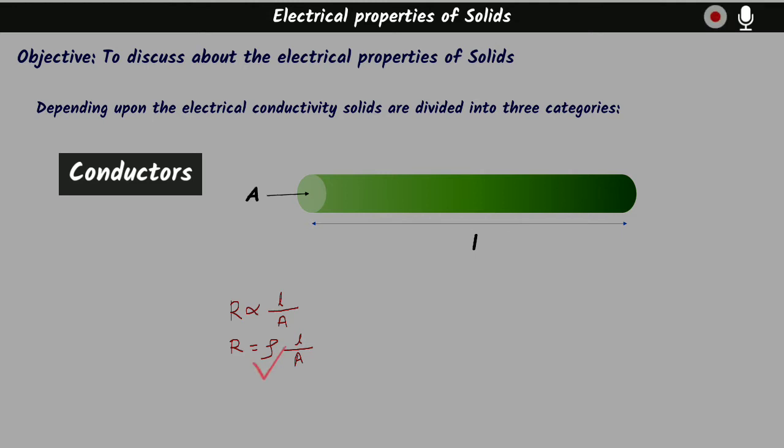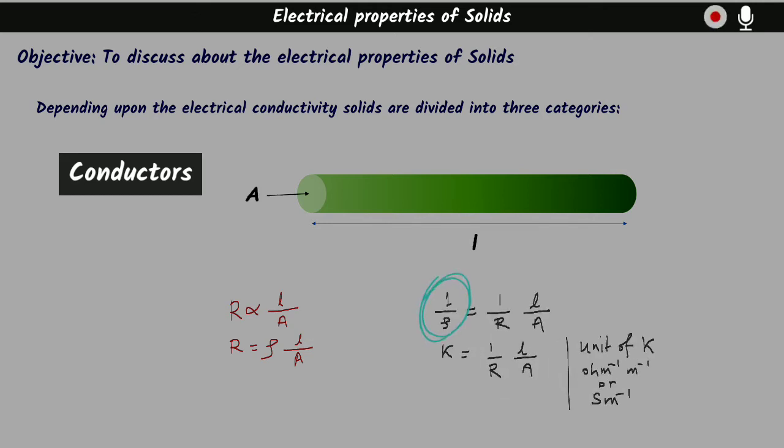Now we are talking about conductivity, that means how fast the electrons or the ions can move from one position to other positions. So we can calculate this by using the reciprocal of the specific resistance, that means 1 by rho. This is represented by kappa, where kappa is the specific conductance.